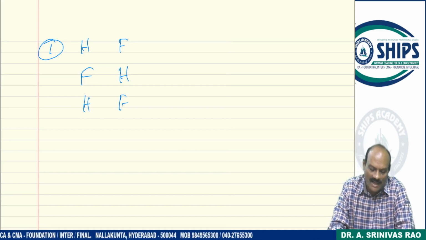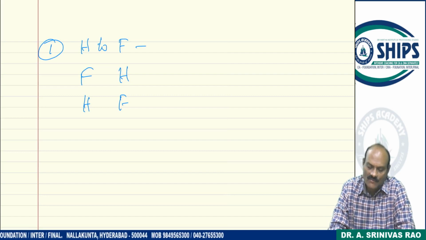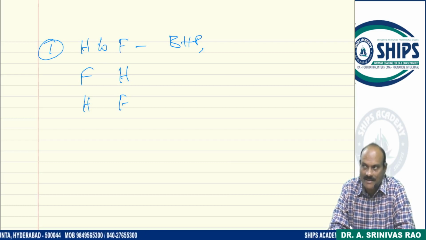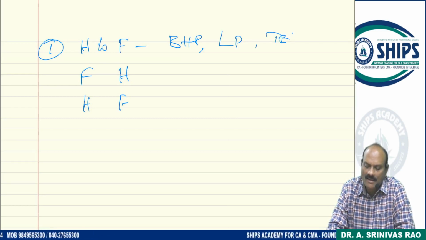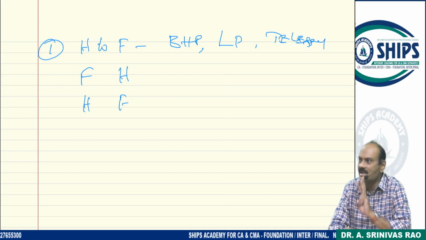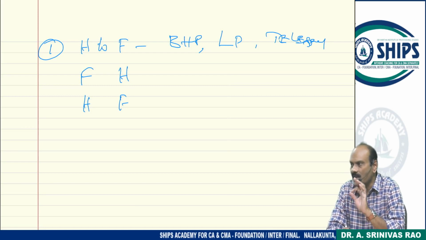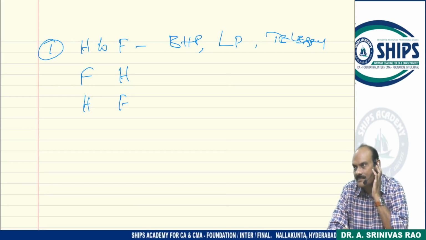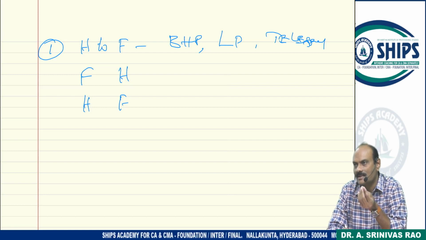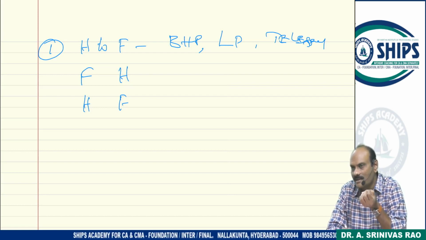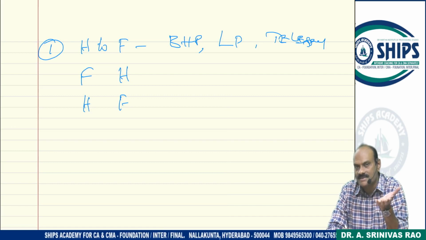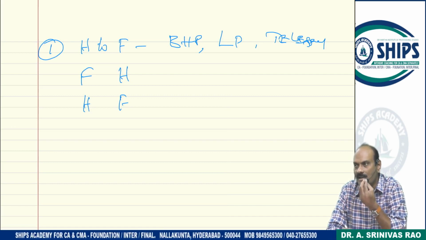First telegram from Harvey to Facey. Will you sell your bumper hall pen? It is an article. What is the lowest price? Give a telegram. What are the 3 sentences here? Will you sell your bumper hall pen? Bumper hall pen is an article. What is the lowest price? Give a telegram to me.